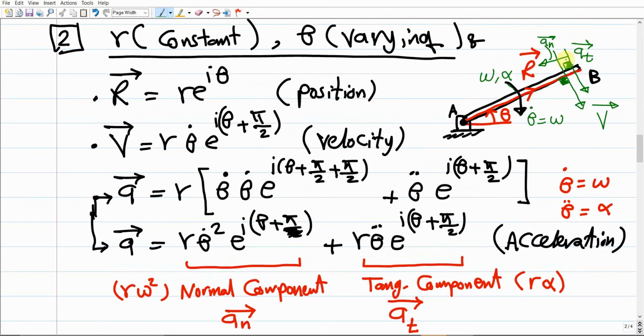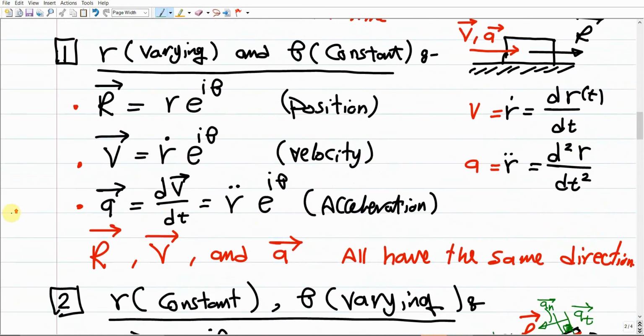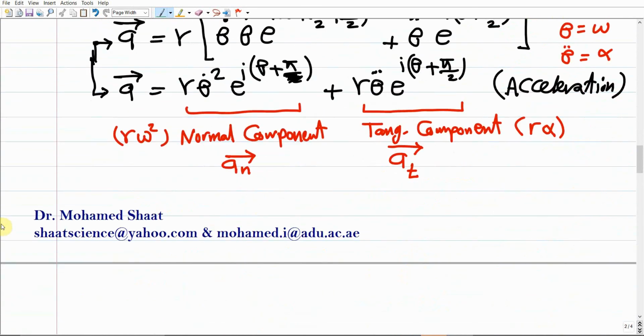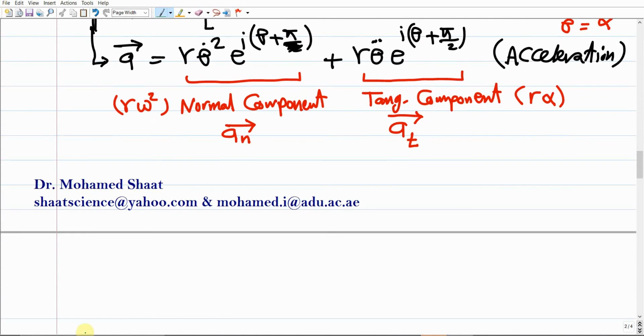Make sense? So this is how we can define the directions of the velocity and the acceleration in case we have a position vector with constant r and varying theta. So this is the second case. Now we discussed the first two cases: r is varying, dependent on time, but theta is constant; and r is constant, but theta varies with time. How about if both are varying, dependent on time? This is the most general case. So let us consider this case here, and this is going to be the third case.